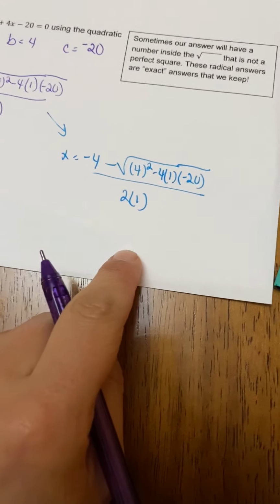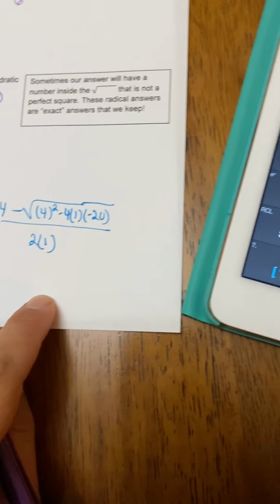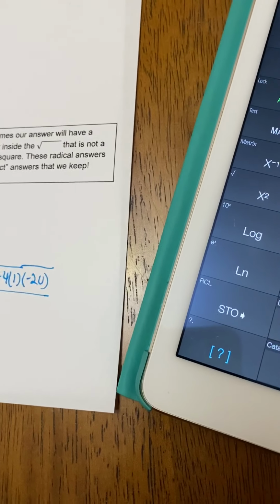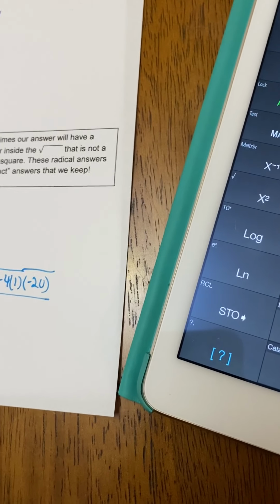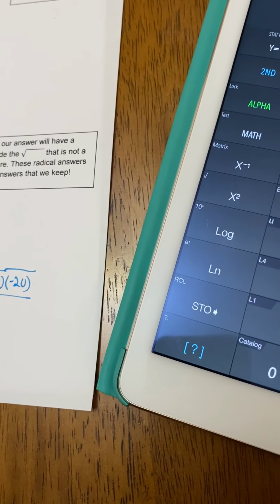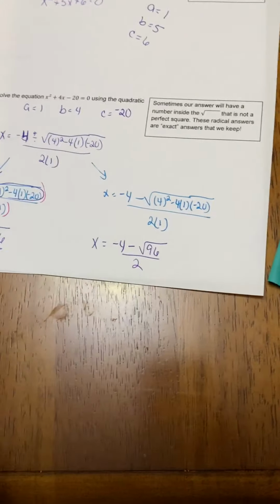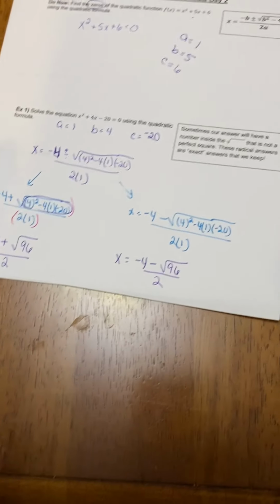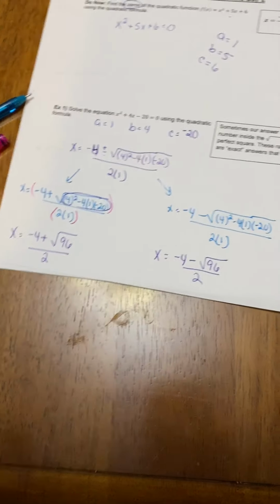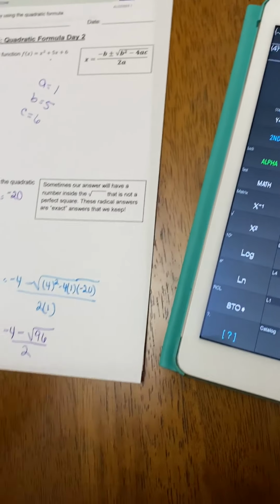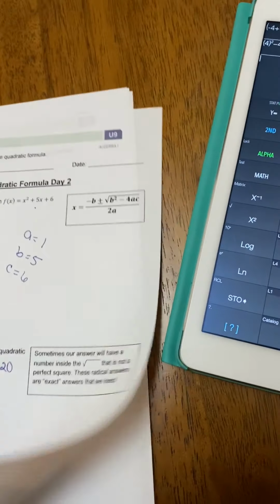Okay, I'm going to go over here. This is going to turn out to be the same thing. Okay, so I'm going to just end up doing x equals -4 minus 96 all over 2. Okay, and I'm just going to leave my answer like that. Okay, no reason to write a big long decimal. Okay, let's see what we got here.